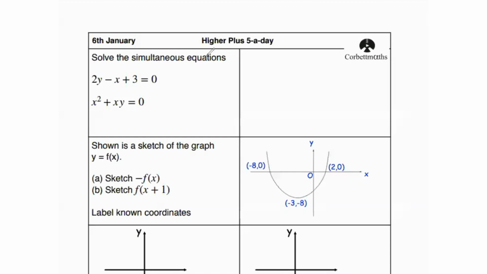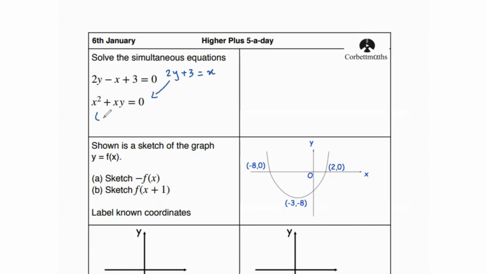So the first question says solve the simultaneous equations 2y minus x plus 3 equals 0 and x squared plus xy equals 0. I'm going to make x the subject in this equation. So that's going to be 2y plus 3 equals x. Now I'm going to substitute that in the second equation.